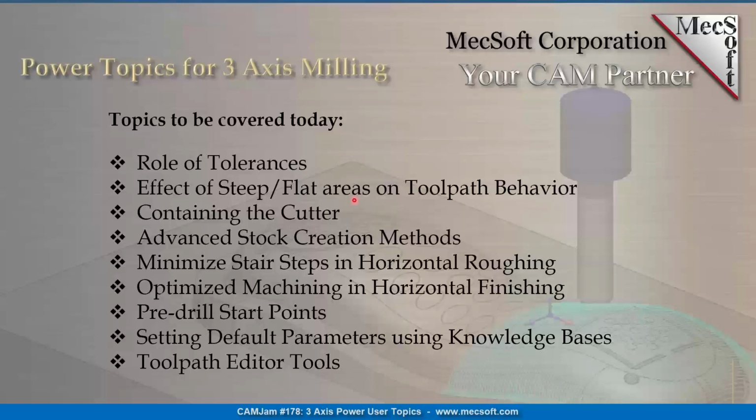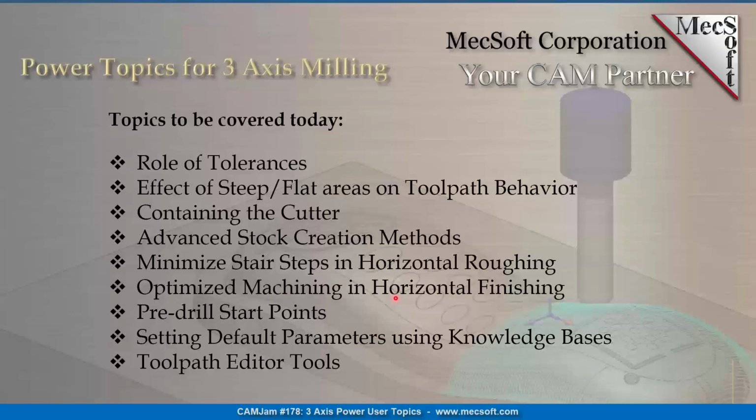We'll also go over containment of the cutter, to give you more effective containment, so you can machine specific regions or areas of your part. We'll also talk about advanced stock creation methods specific to 3-axis milling. And then a couple of interesting things we'll be talking about after that will be minimizing stair steps and horizontal roughing. Now, there's something new that we introduced last release, and it's a pretty powerful method. Also, we talk about optimized machining and horizontal finishing, which many of you might not be aware of.